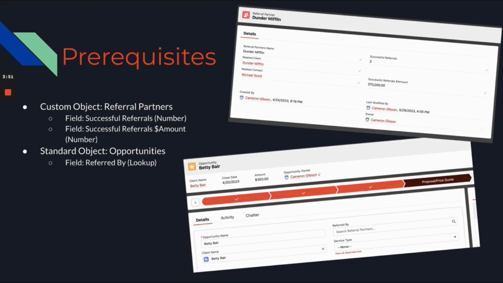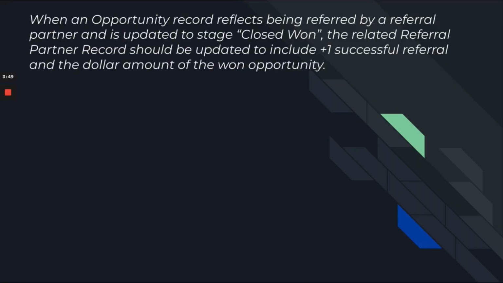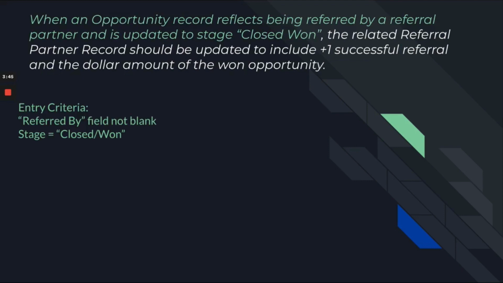Now, if we look back at the purpose of the flow, we can actually break it down to find the different elements that we're going to need. The first sentence is the entry criteria. The referred by field cannot be blank, and the stage has to equal closed won in order for this flow to work. Because if there's no referral partner in the referred by field, then the flow serves no purpose. The whole point is to update that referral partner's record.